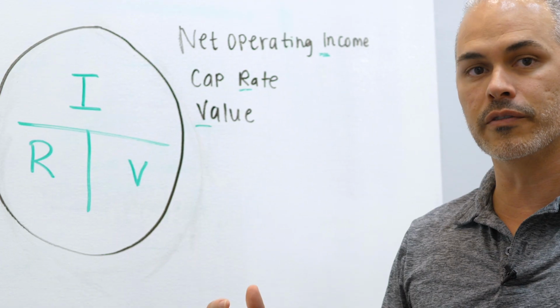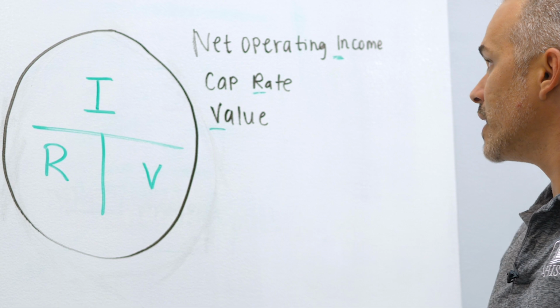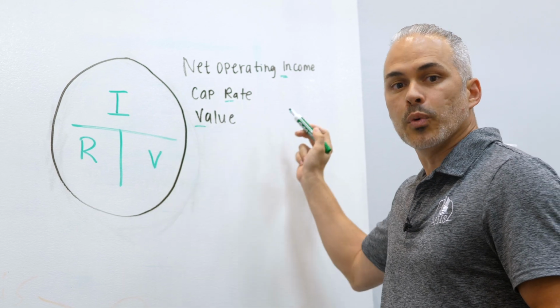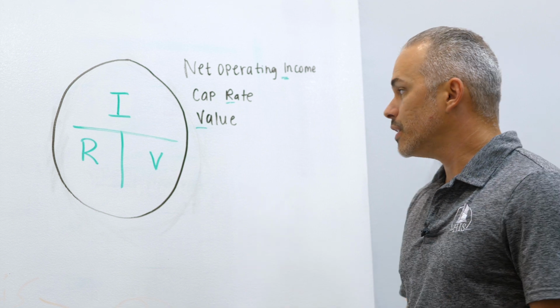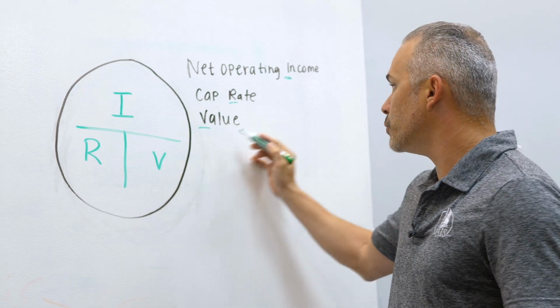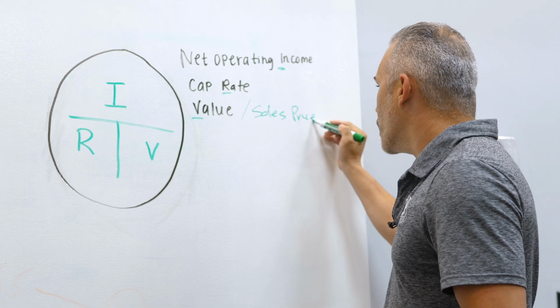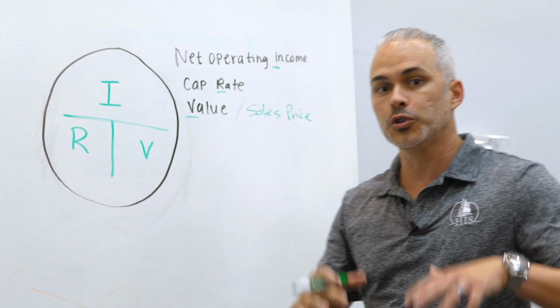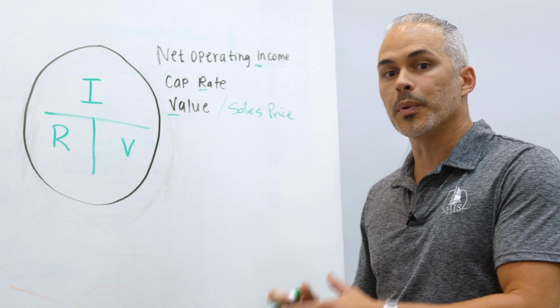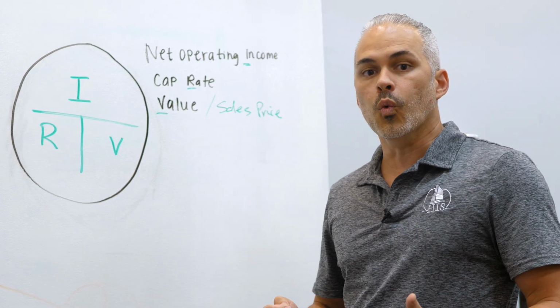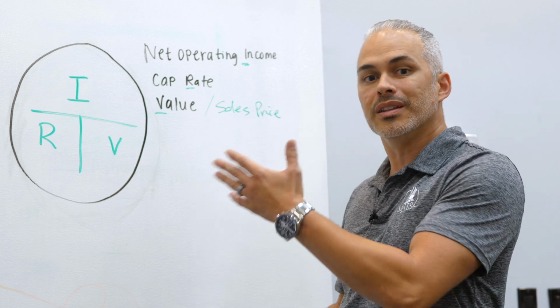I call it the IRV formula. The I stands for net operating income. The R stands for the cap rate, or rate of return. And of course, the V represents the value, or what we call the sales price. Okay? Now, the way that it works is very straightforward. Once you've determined what the net operating income of an asset is, you can very quickly identify what the cap rate is if you know what the sales price is.